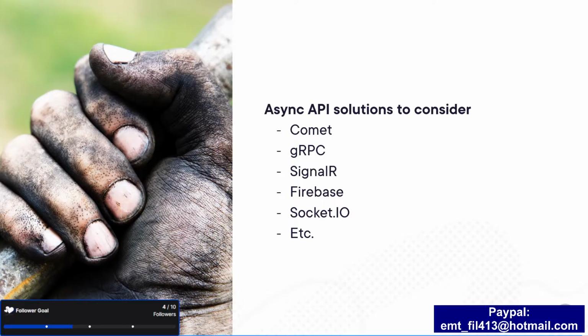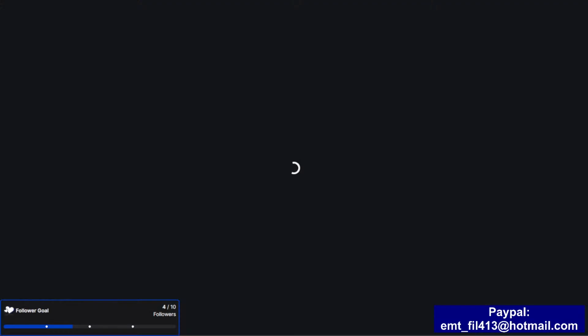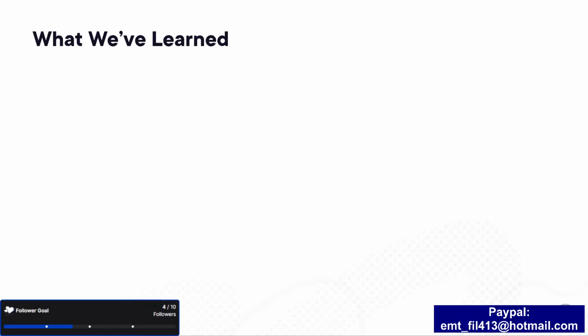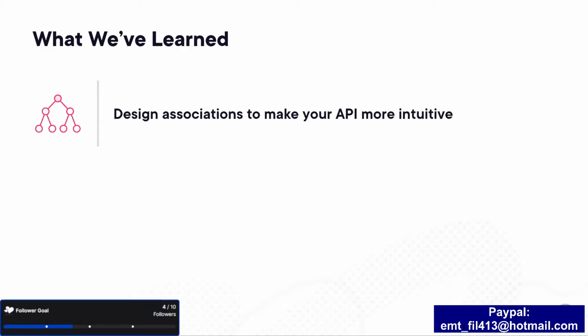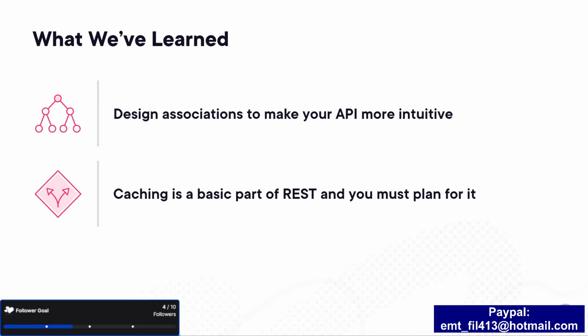Let's wrap up this module. So in this module, I've shown you how designing associations can make your APIs more readable, more intuitive, easier for developers to work with. I've introduced you to caching as a way you can handle REST, but you must plan for that caching ahead of time. It should be part of your design of the API.